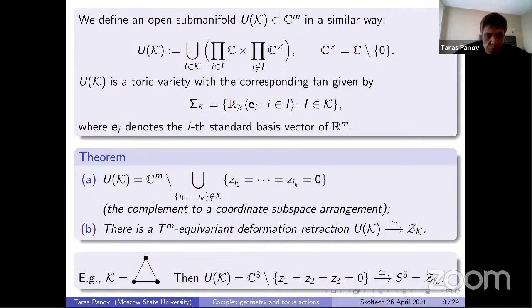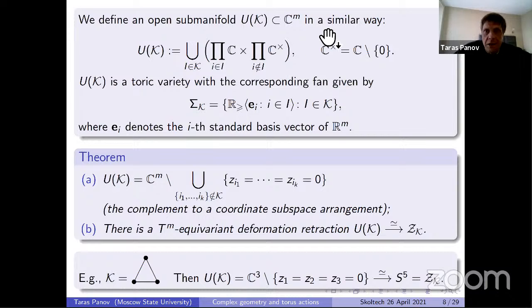Okay, so now we come to the main part. This U of K is a very nice holomorphic algebraic variety. It's not affine, but it's quasi-affine. It's a complement in an affine space to some very simple affine variety.